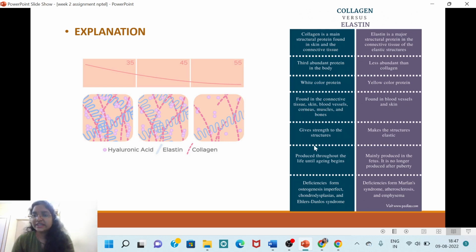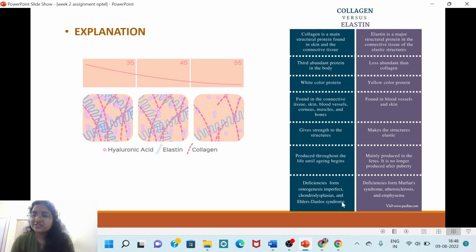So, as the question said, collagen gives shape to our skin, right? Because it gives strength to the structures, and elastin, as the name says, gives elasticity to our skin, makes the structures elastic. And collagen is produced throughout life until aging begins. With aging, collagen decreases in our body. And elastin is mainly produced in the fetal stage and it is no longer produced after puberty, right? Elastin is not produced throughout our life like collagen. After puberty, its production stops.